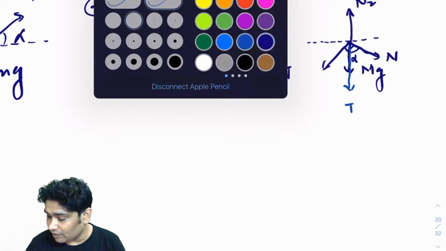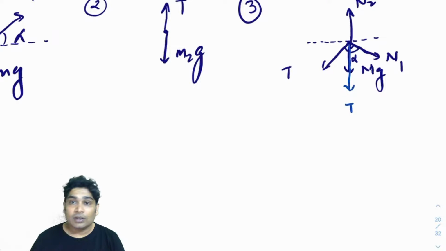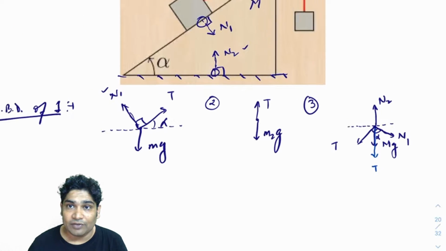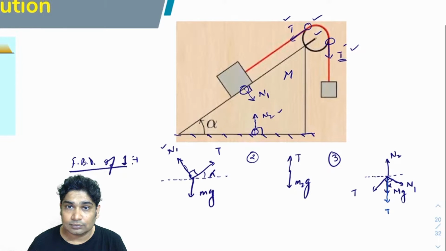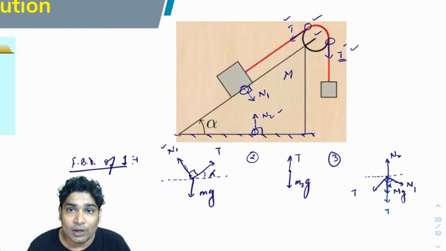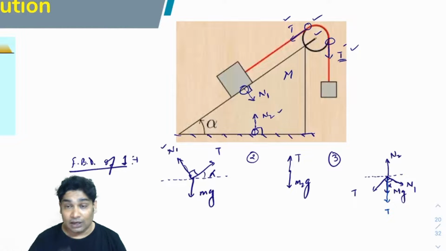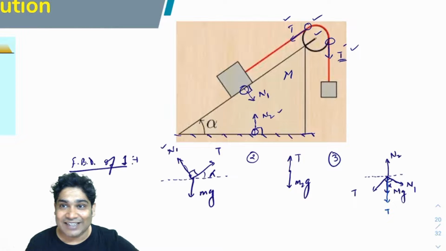So this would be the correct FBD of this. Okay, so this is N1, by the way. This would be the correct FBD of 3. Okay, please let me know if you followed this. I hope you guys followed this. So these are the FBDs of 1, 2 and 3. If there are no more confusions, then I will move on to the next problem.